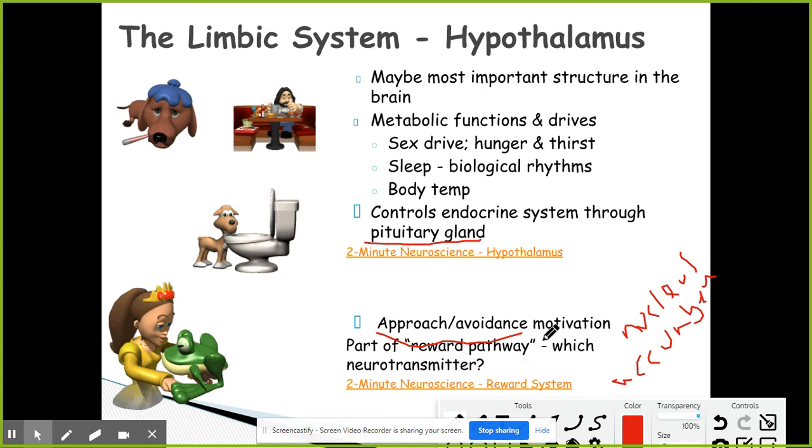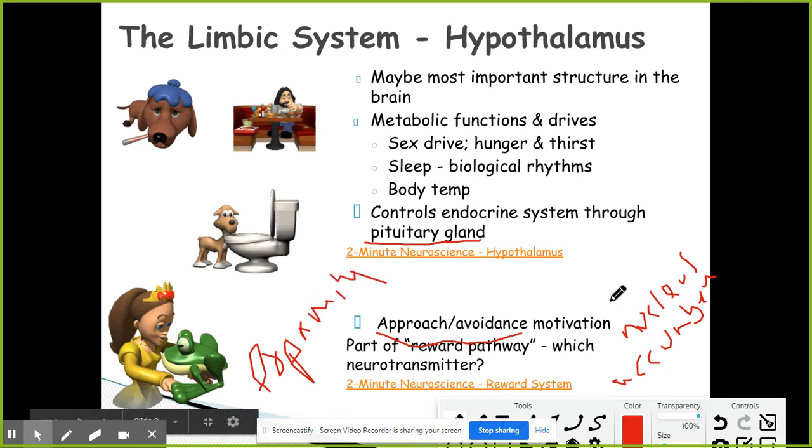Am I going to get a rewarding enough feeling compared to what would happen if I were to get caught doing it? Is that worth it? Okay, so what do you think? What neurotransmitter do you think would be heavily involved here in the reward pathway? Dopamine, yep. This is the nucleus accumbens, where the vast majority of dopamine is produced.